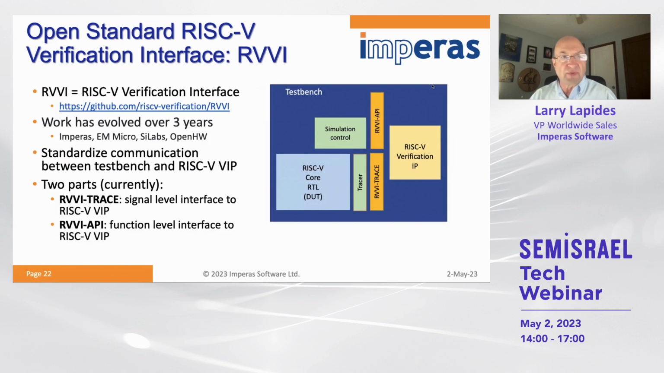This is the RISC-V verification interface. This is the standard interface for communication between the RTL and the C reference model. So here we have the RTL, here we have the two components, RVVI trace, RVVI API that are available for this. So this actually works very well and is available on GitHub. It's work that has evolved over the last 3 years of Imperas working with various partners on these standard interfaces.